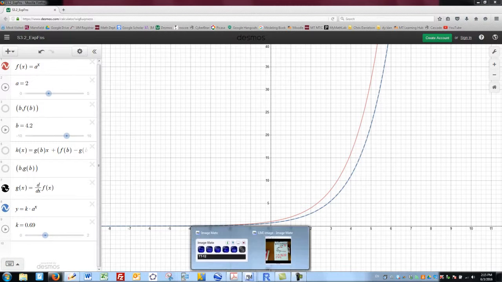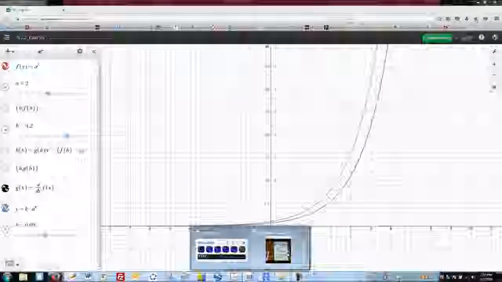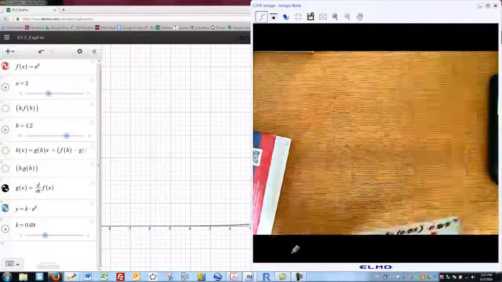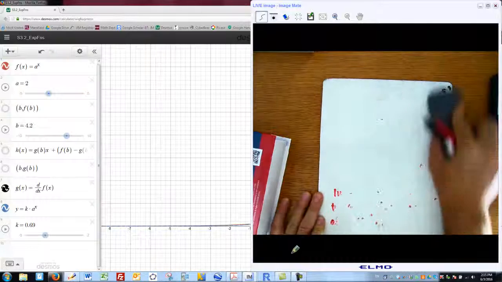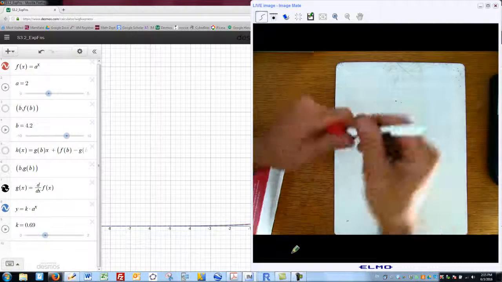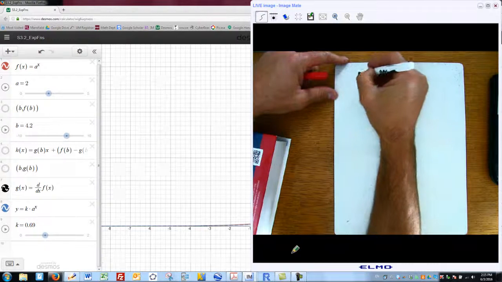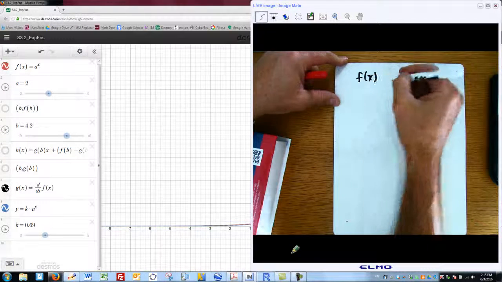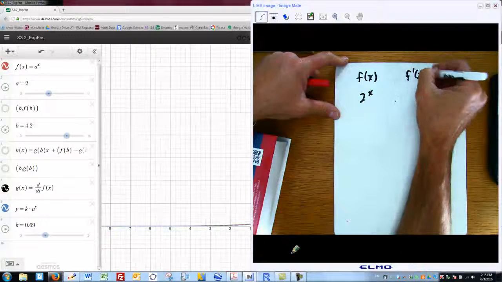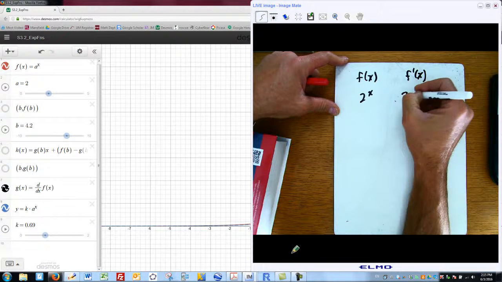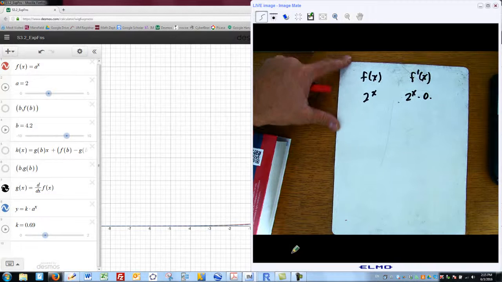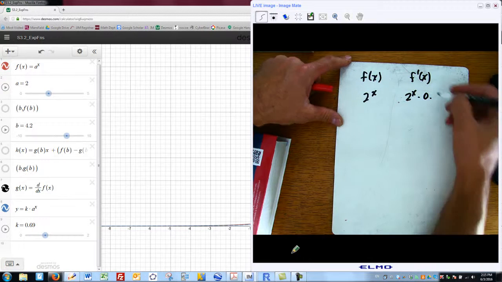And if we write that down, let's go ahead and get some things written down. So when f of x is equal to 2 to the x, then f prime of x appears to be equal to 2 to the x times 0.69, somewhere in the neighborhood of 0.69.